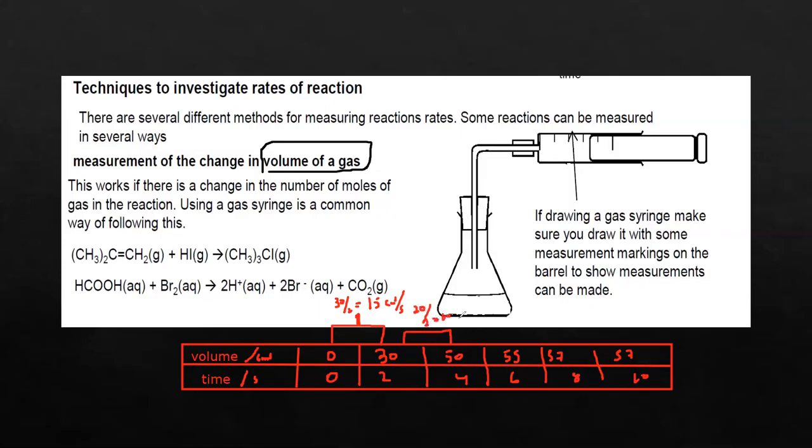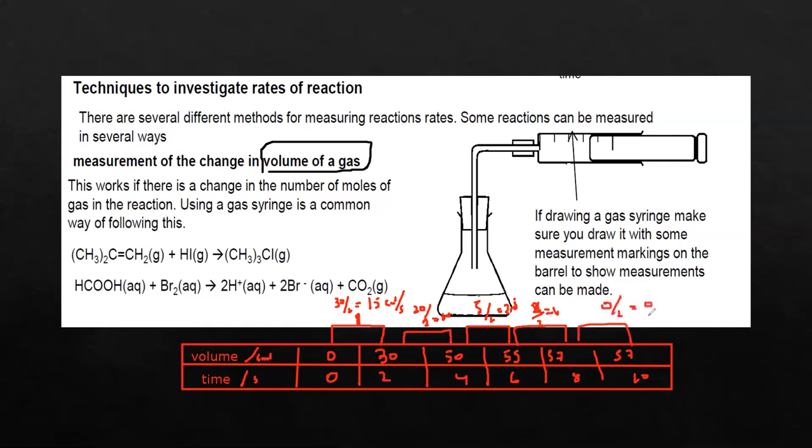We'll get 10. Then 50 becomes 55. So it is 5 divided by 2, which is 2.5. Then 55 changed to 57. So 2 divided by 2, that's equal to 1. The change is 2 and the time interval is also 2. That's why it's 1. And at 57, there's no change. So this is 0 divided by 2.